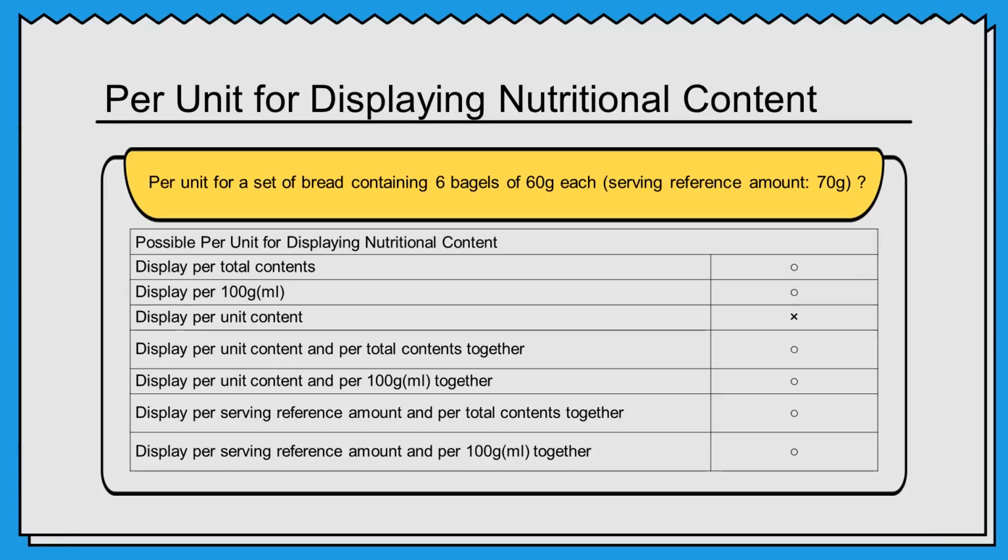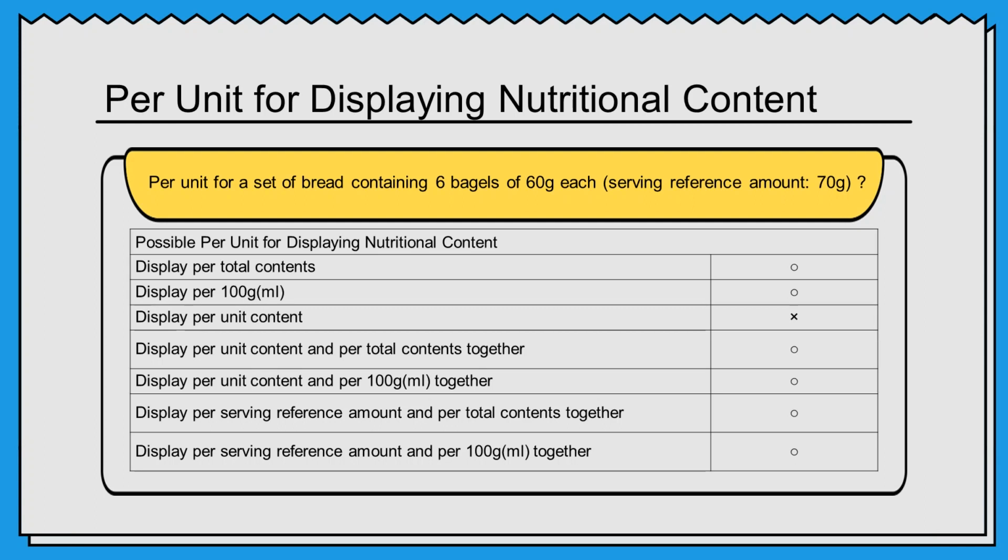The bread packaged in bundles of 6, each containing 60 grams of bagels, qualifies as a unit product. The serving reference amount for the bread is 70 grams. This product doesn't have a unit content exceeding 100 grams or the serving reference amount, and its total content is more than 100 grams, but not more than 3 times the serving reference amount, 210 grams. Therefore, it can be labeled per total content or per 100 grams.